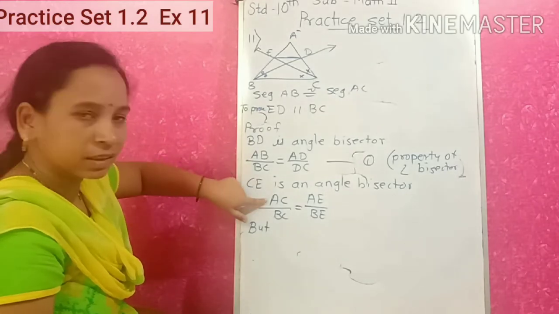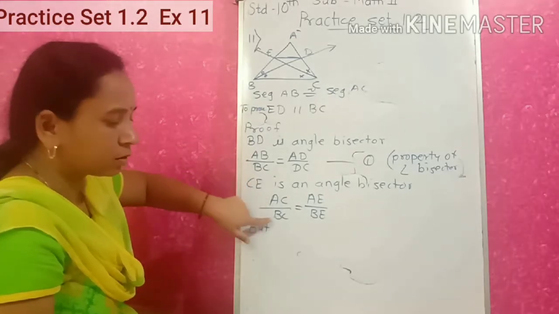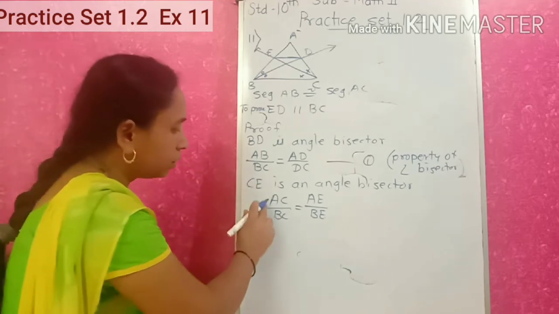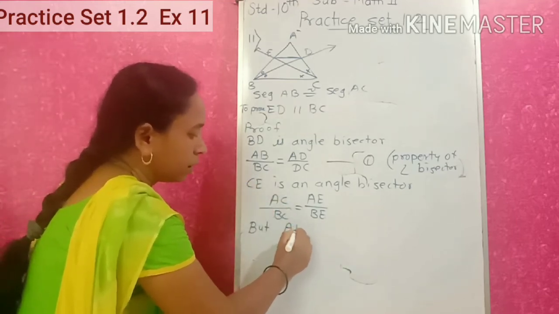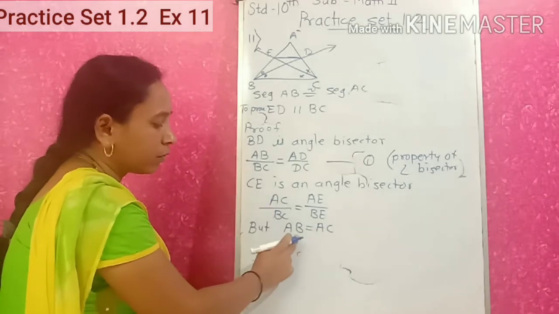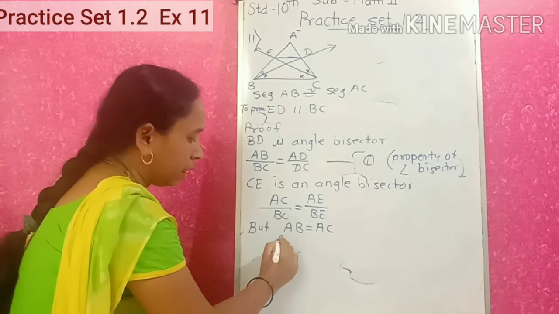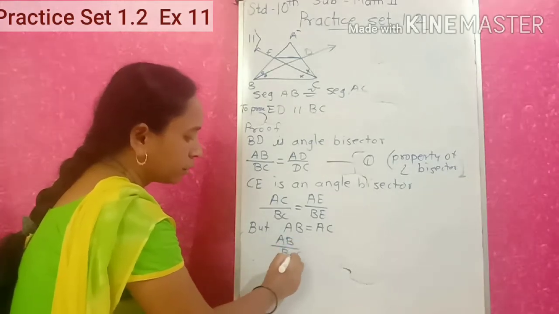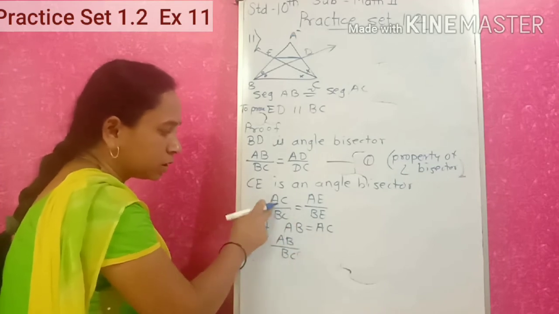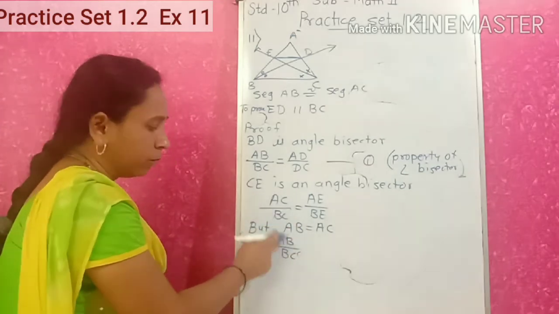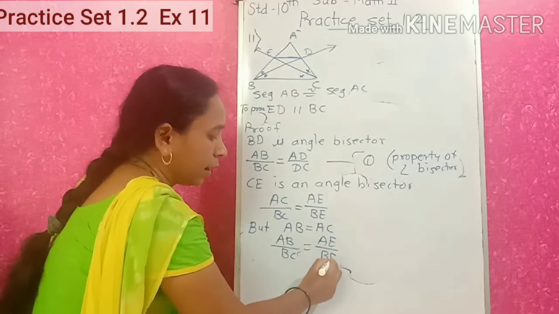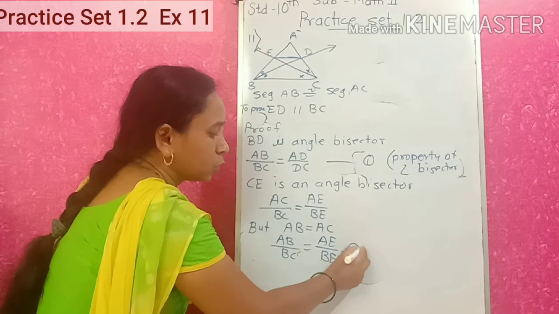AB and AC are equal. All denominators are already the same. So AC and AB are equal. So instead of AC, I will write AB. So here AB upon BC. What I have done here? AC is equal to AB, so instead of AC, I have written AB. BC as it is, equal to AE upon EB, and I'll consider this equation 2.